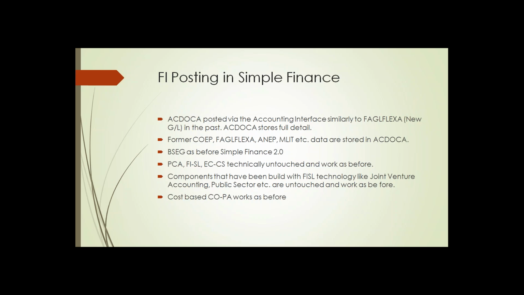So whatever was formerly stored in COEP, which is controlling, FAGLFLEXA, which is your new GL accounting line items, ANEP line items for asset accounting, and material ledger items, all this data will now get stored in ACDOCA. BSEG will work as before Simple Finance, so there is no change as far as BSEG is concerned. Profit center accounting and special purpose ledger are technically untouched, and they will work as before.